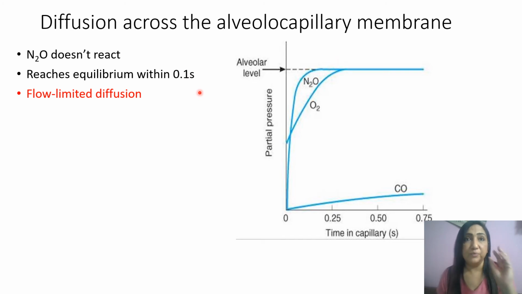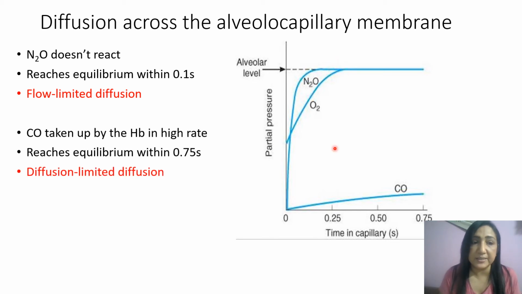Within this short period, the concentration of nitrous oxide in the pulmonary capillary and the alveolus is the same within 0.1 second. So unless new blood flow is coming, there is no diffusion. Whenever new flow comes, it is equilibrated within 0.1 second. So this type of diffusion is called flow limited diffusion. You can see from the graph that within 0.1 second it comes to the saturation level.